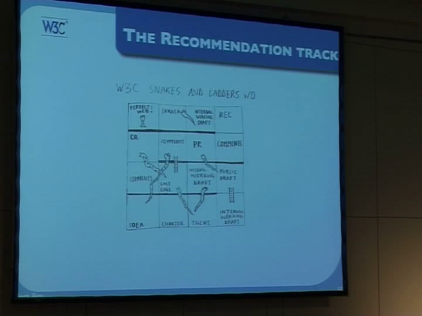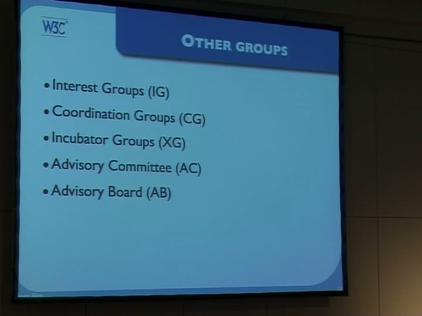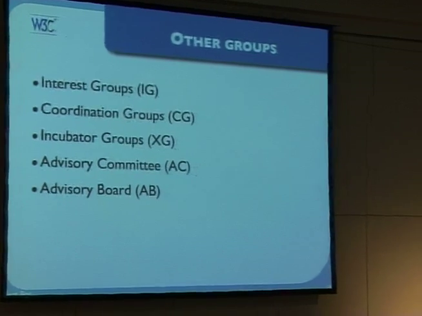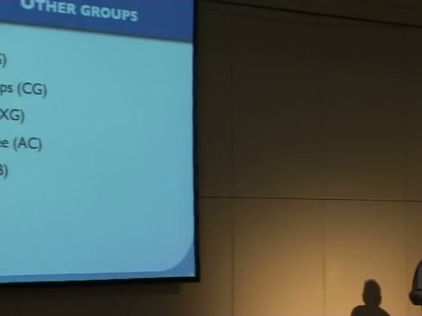Okay, so that's the main output, recommendations, but we do more than just create recommendations. Apart from working groups, we have other types of groups, interest groups. They don't write specifications, but they are a platform for W3C members to come together and discuss things. They may work on requirements for a next specification, writing guidelines maybe, seeing what's happening in practice.